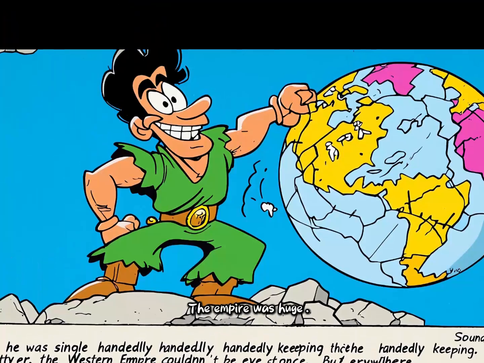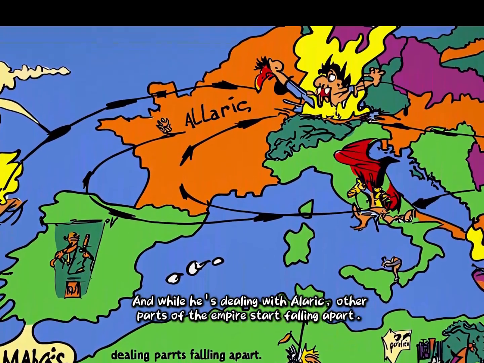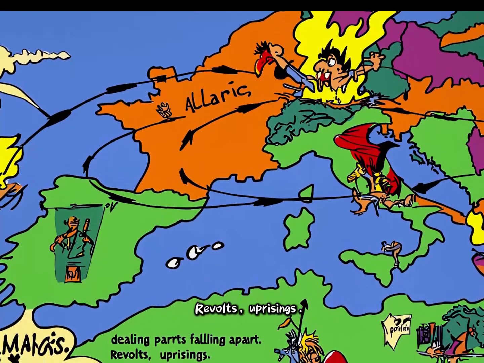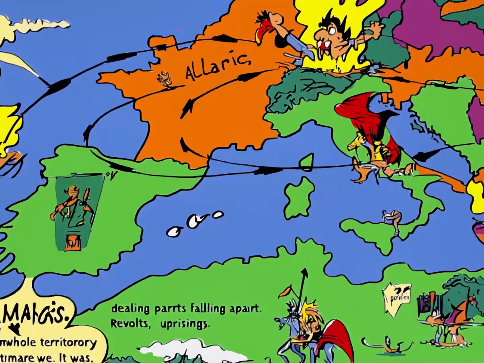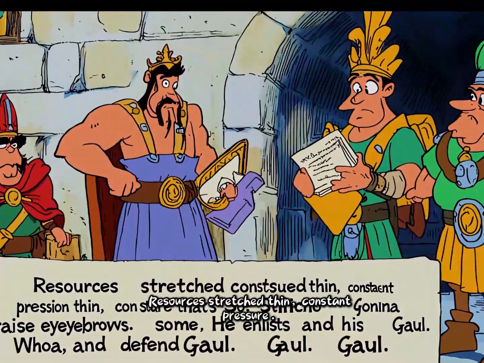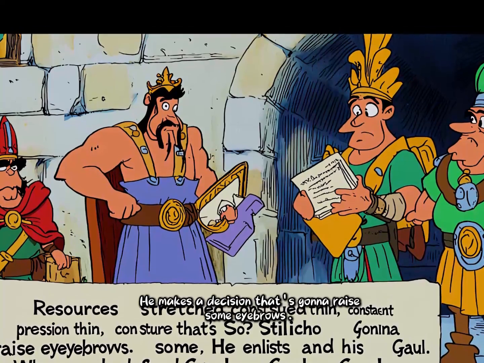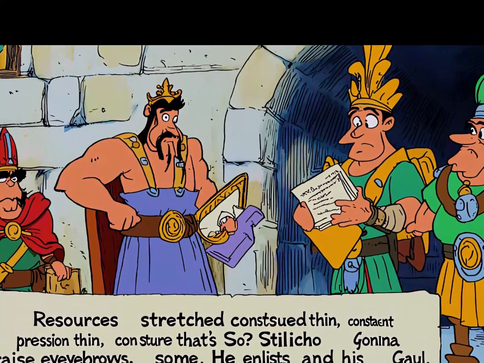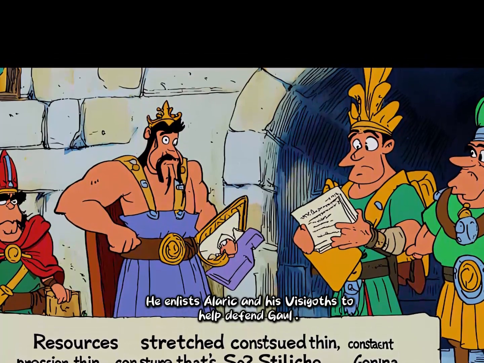Right, the empire was huge. Massive. And while he's dealing with Alaric, other parts of the empire start falling apart. Revolts, uprisings. Trying to manage that whole territory, it must have been a nightmare. It was. Resources stretched thin, constant pressure. So what's Stilicho do? He makes a decision that's going to raise some eyebrows. He enlists Alaric and his Visigoths to help defend Gaul.